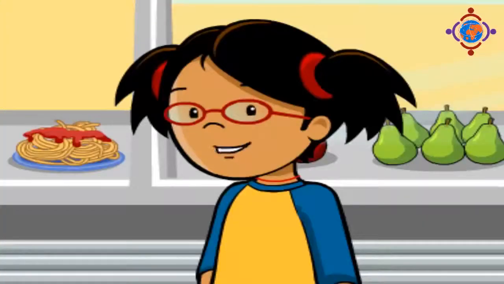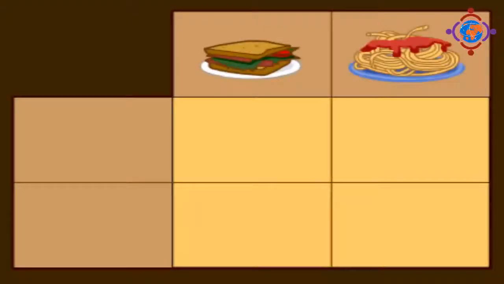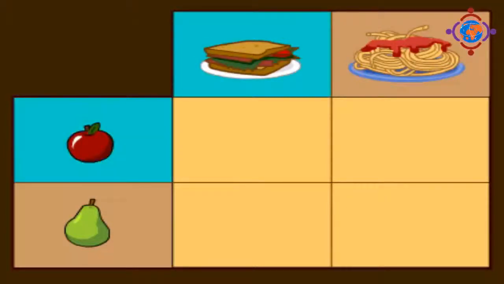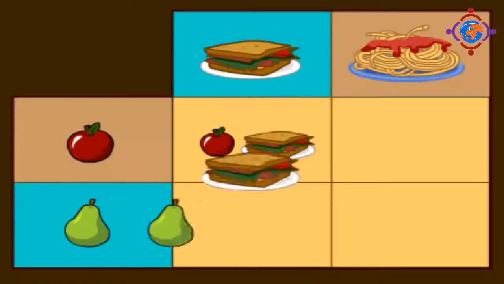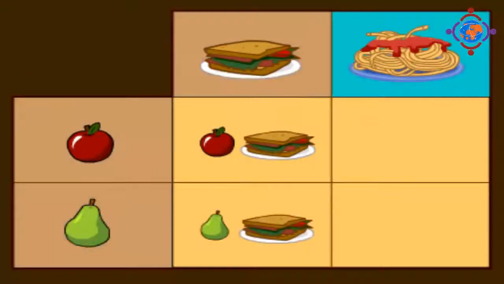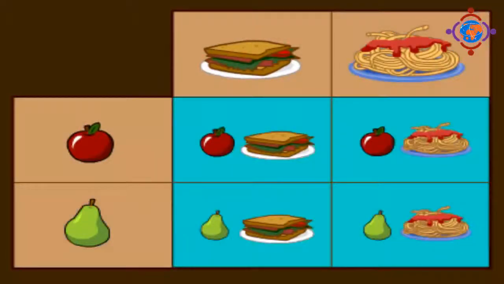I can make a chart to figure it out. I list my choices across the top and down the side. Then I match the choices together. I can get a sandwich and an apple, or a sandwich and a pear. I can get pasta and an apple, or pasta and a pear. I have 4 possible combinations.